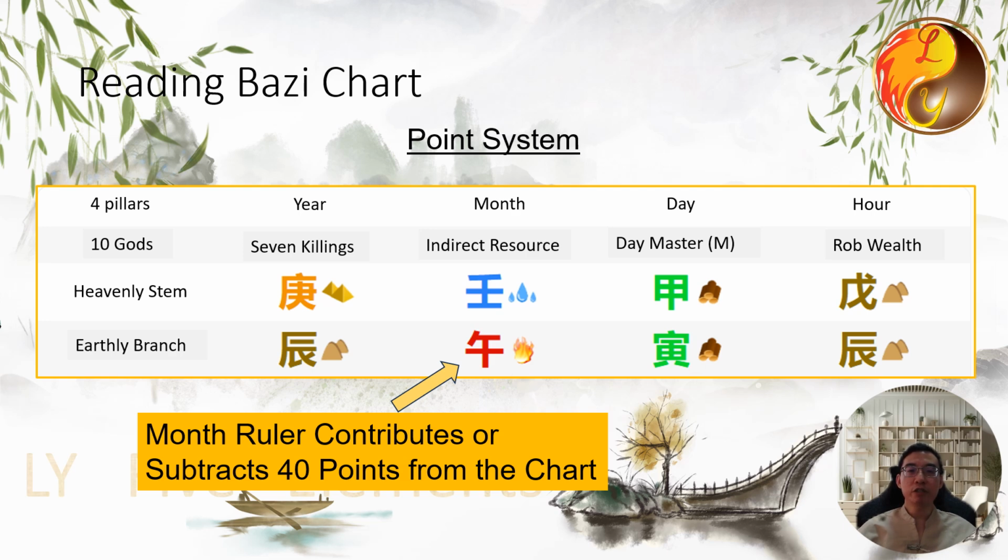I'm going to introduce a point system to help you better understand the strength of each element in your Bazi chart relative to the day master. This system will make it easier for you to grasp how each element influences your chart, giving you a clearer picture of the overall balance and dynamics.